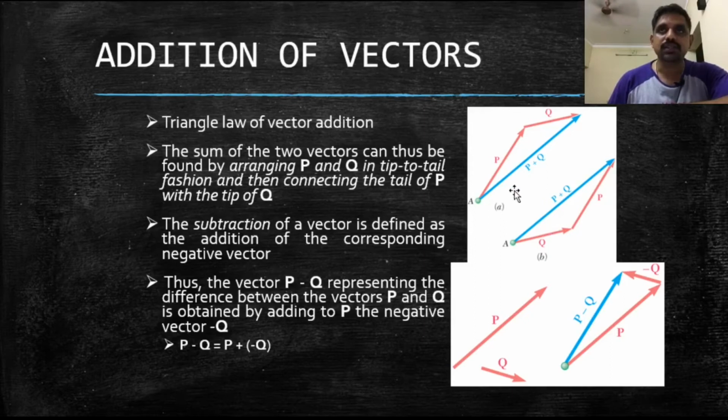For the sum of the vectors, you just have to keep the tail of one vector on the head of the other vector. So, in this case, from A the vector P is going this way, and on the head of vector P you keep the vector Q. This will be the resultant. And if you want to add first Q and then add P, it will remain the same. So P plus Q is always equal to Q plus P.